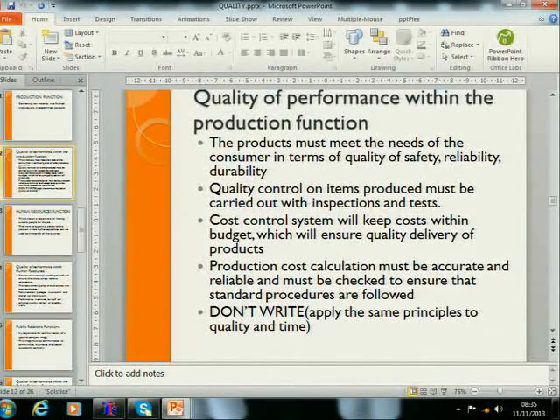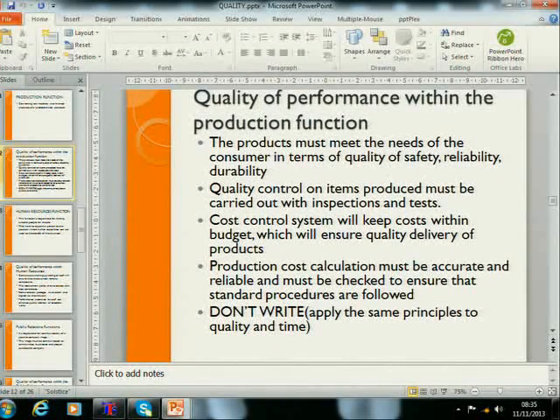Remember in the other question paper that we had, the very same 2008 question paper, in the memo there was this thing that appeared especially in the production function: apply the same principles to quality and time. So I've seen when I mark that some of the learners write the same thing, apply the principles of quality and time. Please don't write that.